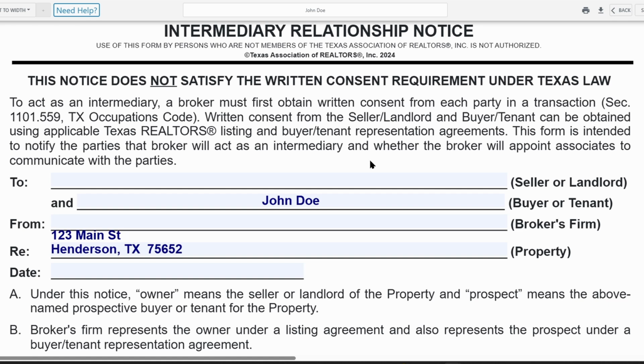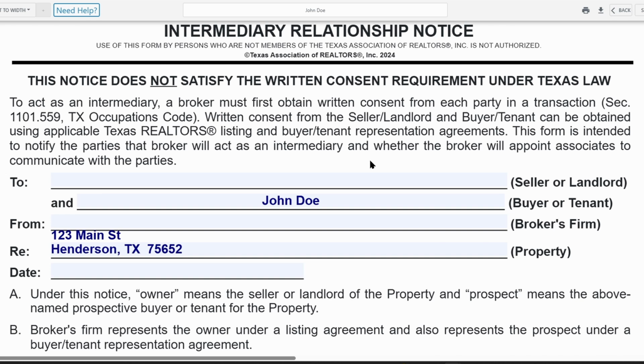And then in the listing agreement, it also has a spot that they check. We go through it with them, we explain it to them, we get a signature. So you have to have permission on those two forms to be able to go into this. But if you do have that, this form is what explains what type of relationship we're going to enter.